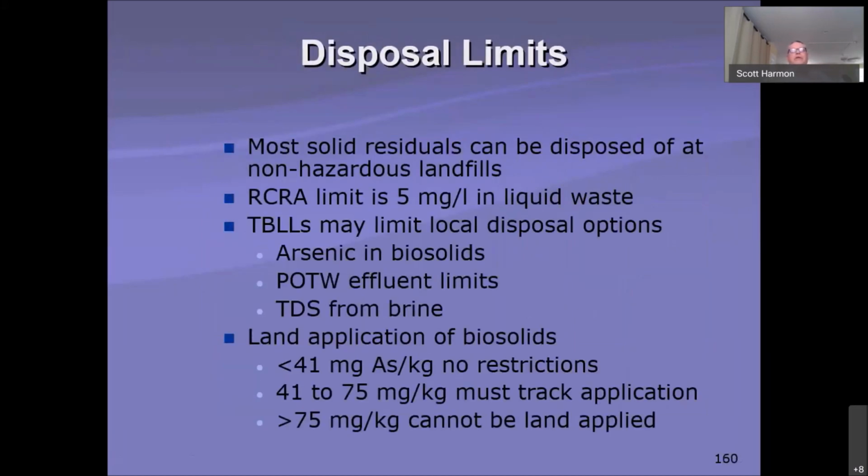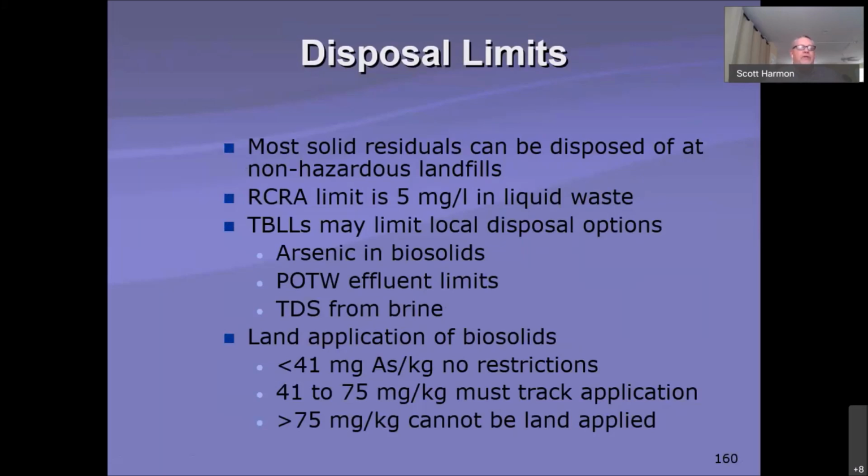So here's some limits of those. Most solids residuals can be disposed at the non-hazardous landfills. Hopefully that's still true. I don't know. Maybe one of the people on the program that actually are running some of these facilities, when you get your evaluation sheet, you can put in your notes whether that's true or not, or whether that's an issue in finding a non-hazardous site.